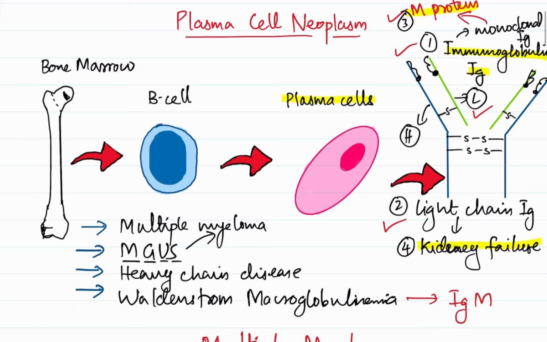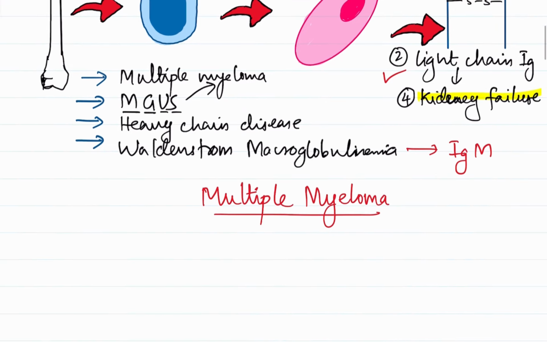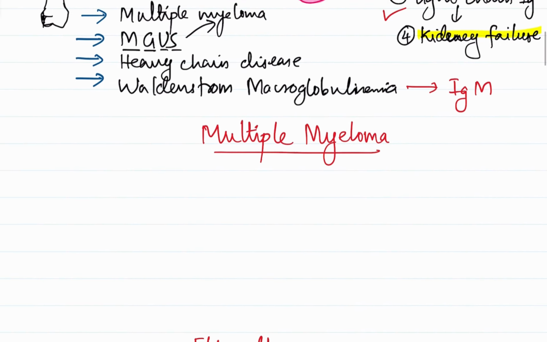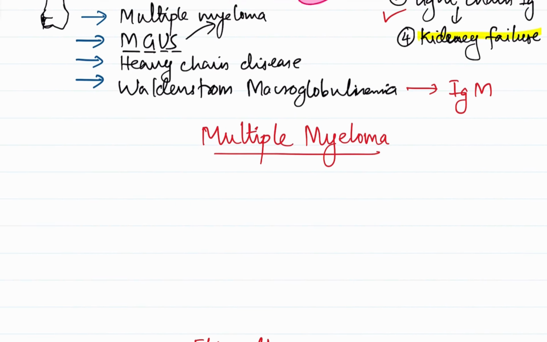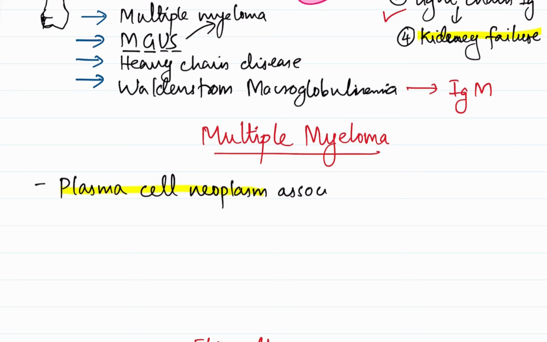Now we move into our main topic in this video, that is multiple myeloma. So when do we call a plasma cell neoplasm a multiple myeloma? Multiple myeloma is a plasma cell neoplasm. That's how we define the first point. And it is associated with 4 things. So our first point is the lytic bone lesions.